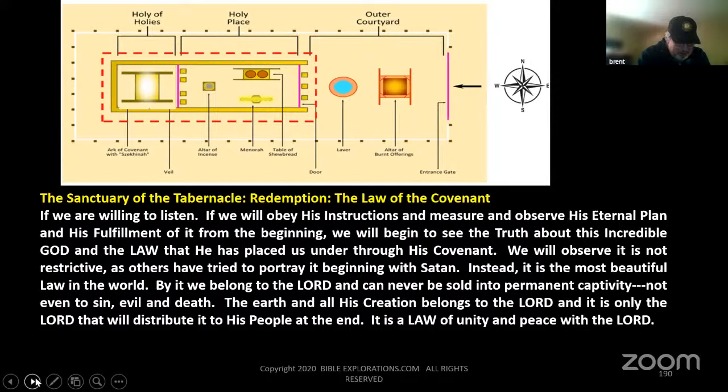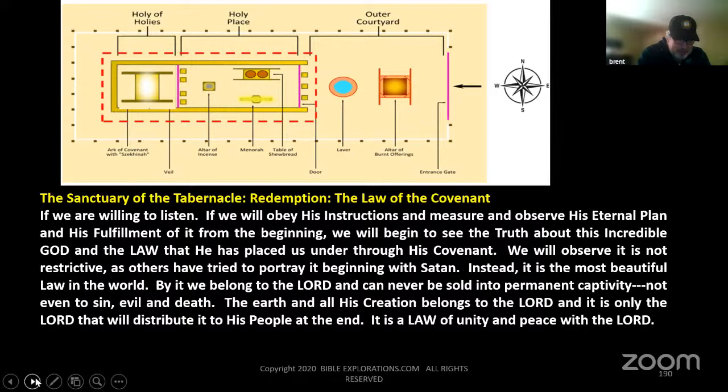By it, we belong to the Lord and can never be sold into permanent captivity, not even to sin, evil, or death. The earth and all its creation belongs to the Lord, and it is only the Lord that will distribute it to His people at the end. It is the law of unity and peace with the Lord. Imagine that. I mean, we're not making anything up here. It is the law, man's redemption.